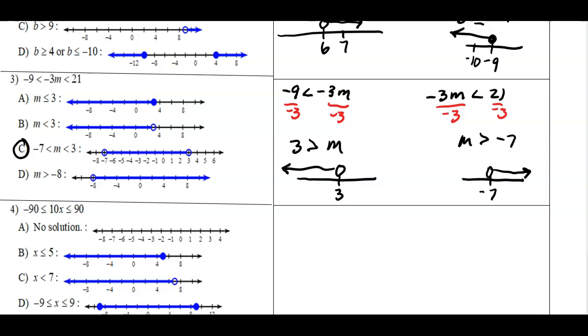Now how they write that is exactly this, right? They put m right in the middle. And they say, okay, m has to be greater than negative 7. Put the smaller number first, but less than 3. And that is your solution right there. We'll have a lot of practice with this today.